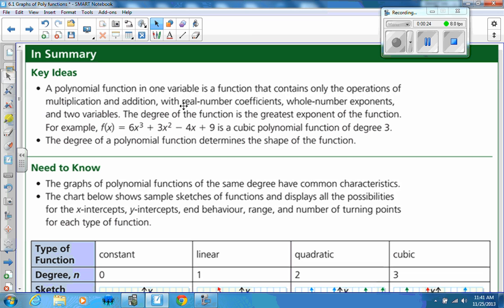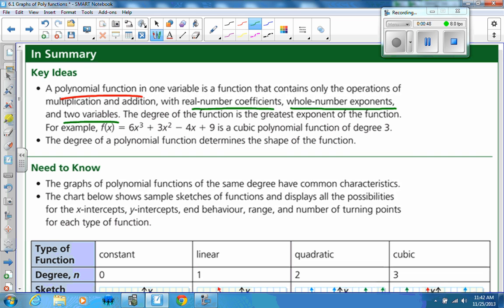So a polynomial function in one variable is a function that contains only the operations of multiplication and addition with real number coefficients, whole number exponents, and two variables. Okay? So real number coefficients, so coefficients are the big number in front, whole number exponents, and two variables which are x and y. The degree of the function is the greatest exponent of the function.